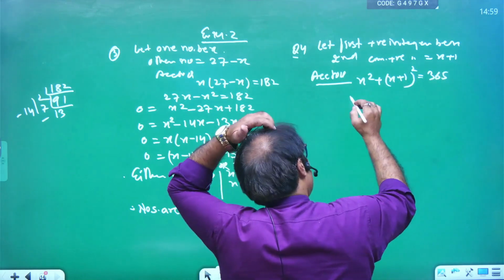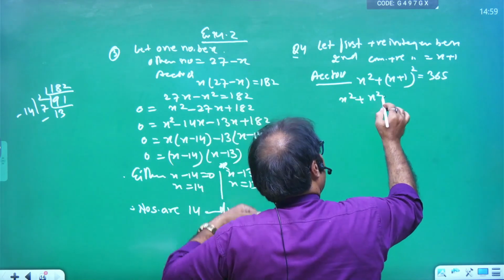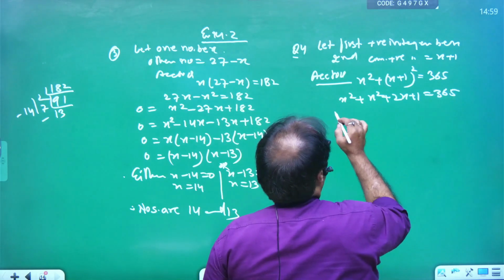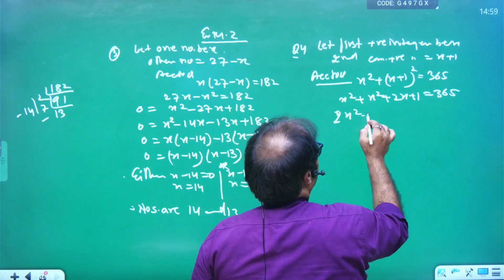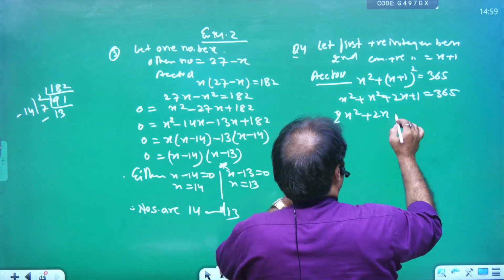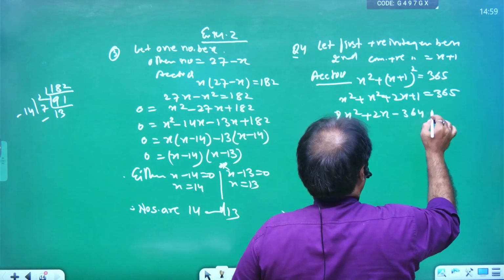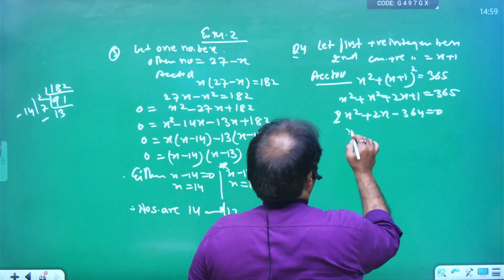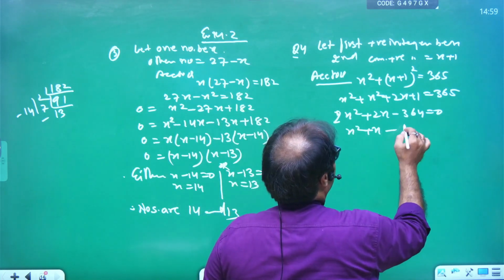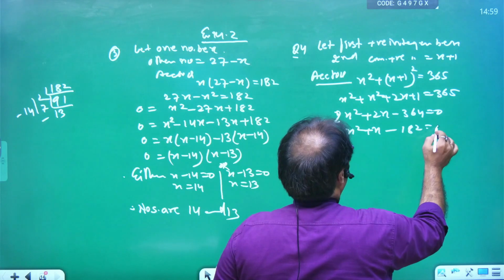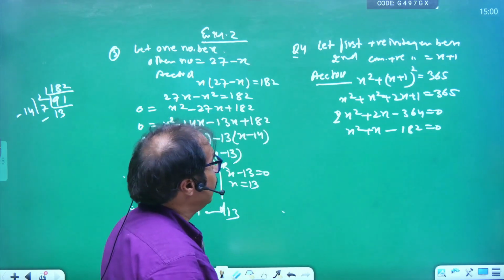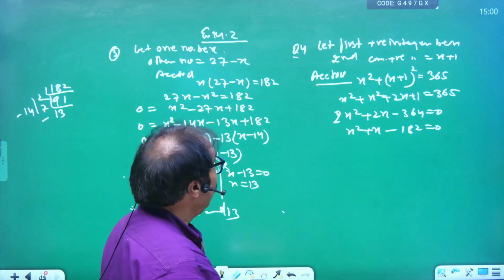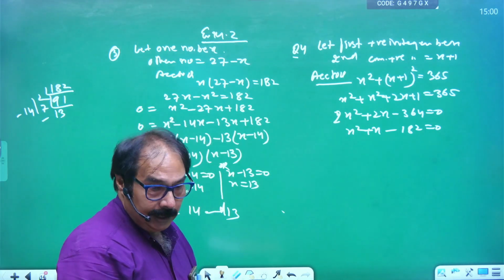Now open it. x square plus 2x plus 1 is equals to 365. So this will be 2x square plus 2x minus 364 is equals to 0, and now divide by 2 to make the equation easy. So x square plus x minus 182 is equals to 0, and now find the factors and split it. Can you find the factors? I will leave it up to here only. So the next question I am going.